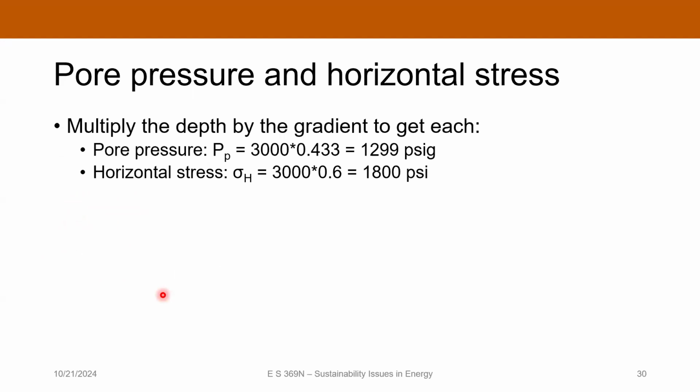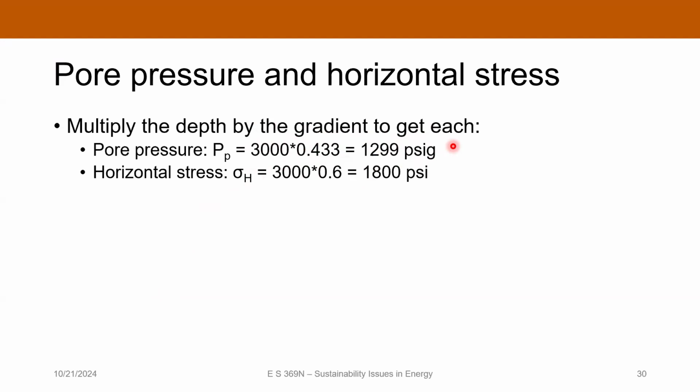Okay, so what we're going to do is figure out what the pressure in the wellbore is and what the horizontal stress and the pore pressure are at our target depth. That was 3,000 feet. We know that the pore pressure gradient is 0.433 psi per foot, so it's easy to get the pressure there. We just have 3,000 feet times 0.433, and that gives us 1,299, just under 1,300. That's psi gauge, so we're not considering atmospheric pressure.